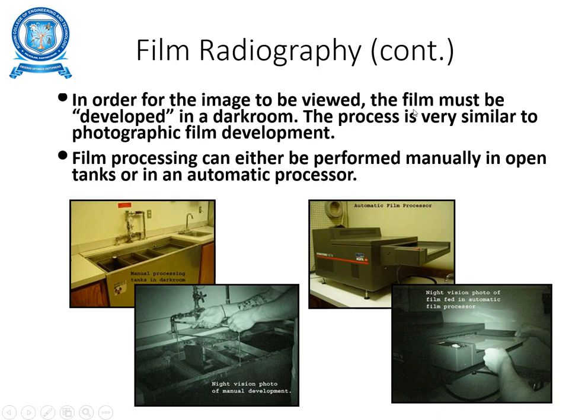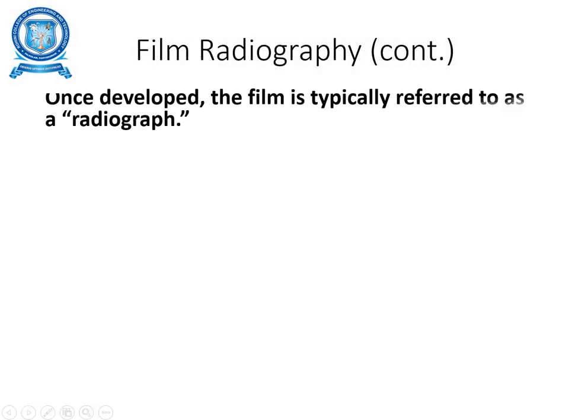In order to view the image, the film must be developed in a dark room. This process is somewhat similar to normal photographic film development. This film processing can be done manually, in an open tank, or in an automatic processor. These are the diagrams and figures which show the processing of the film.